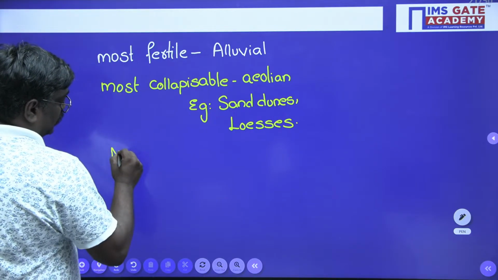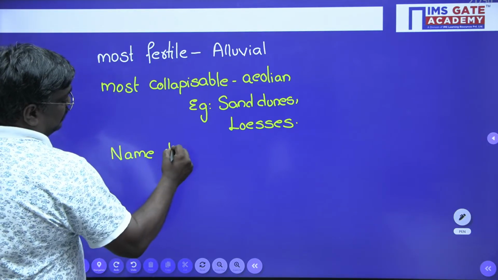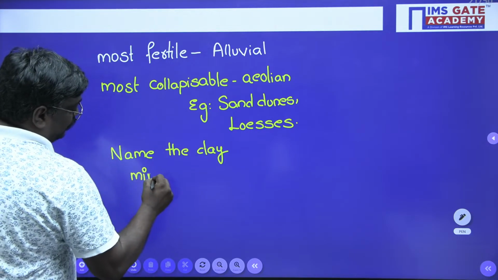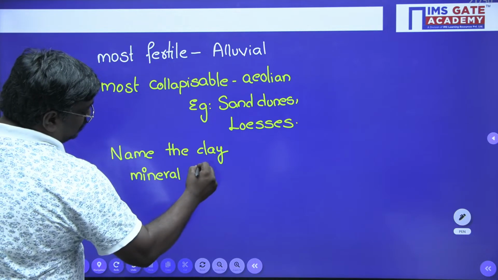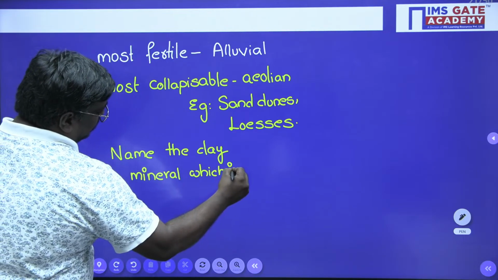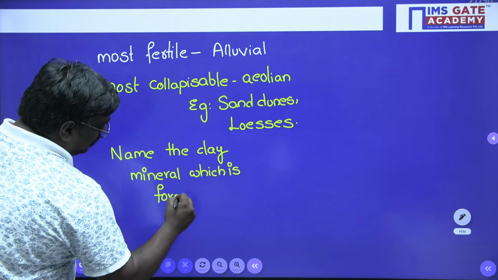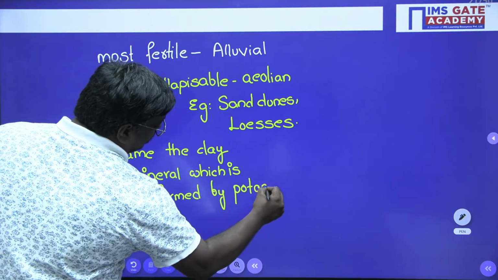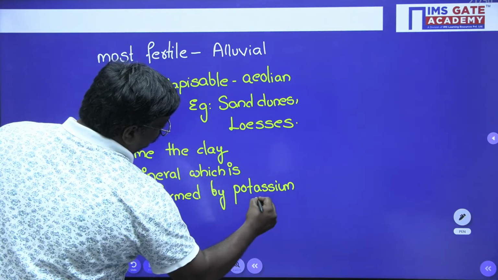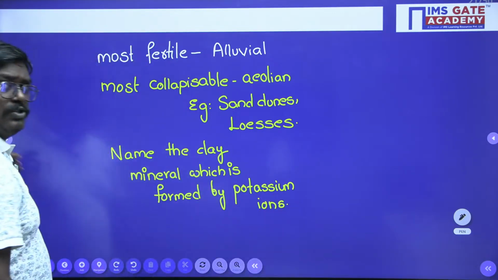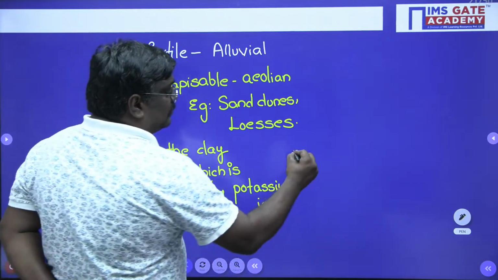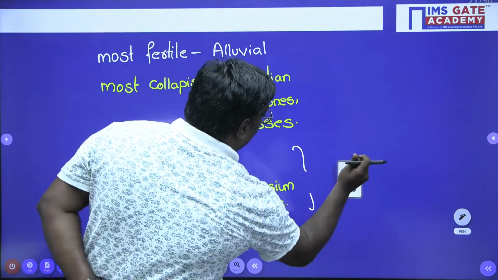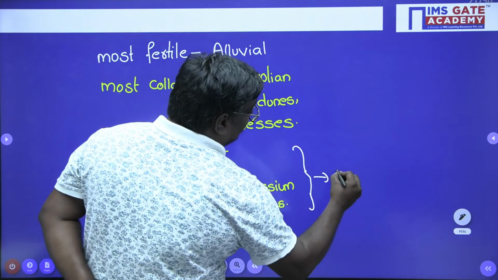And similarly, in soil structure, they can ask you this common question. Name the clay mineral. This is a previous GATE question also. Name the clay mineral which is formed by potassium ions. Can you tell me what is this answer? The clay mineral which is formed by potassium ions is kaolinite. Sorry, it is not kaolinite. It is illite.